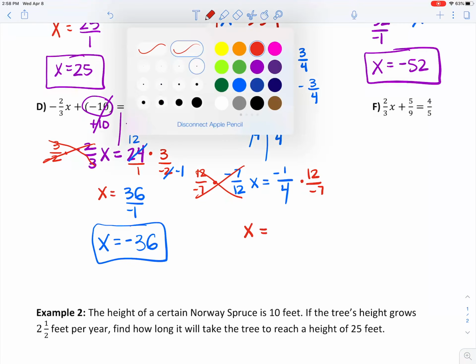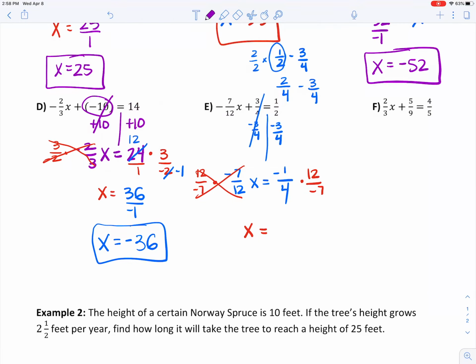So now we have x is equal to, and let's again do that trick to see if anything can be simplified. I'm noticing that the 4 and the 12 can both be divided by 4. If I divide them by 4, this is what I get. So now we have negative 1 times 3, which is negative 3, and 1 times negative 7 is negative 7. And negative divided by negative is a positive.